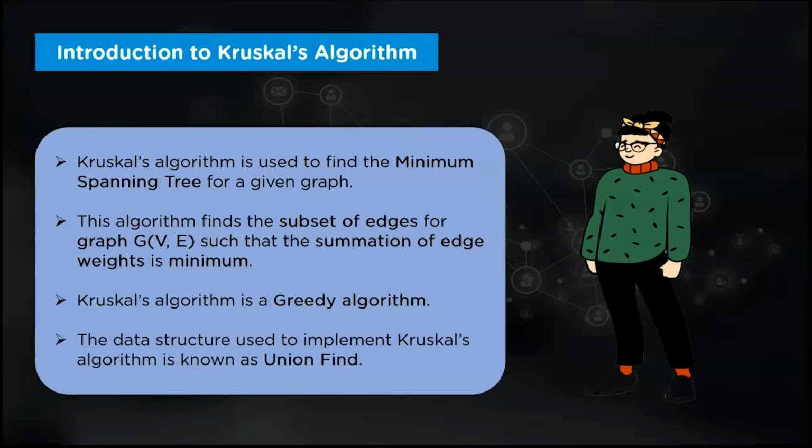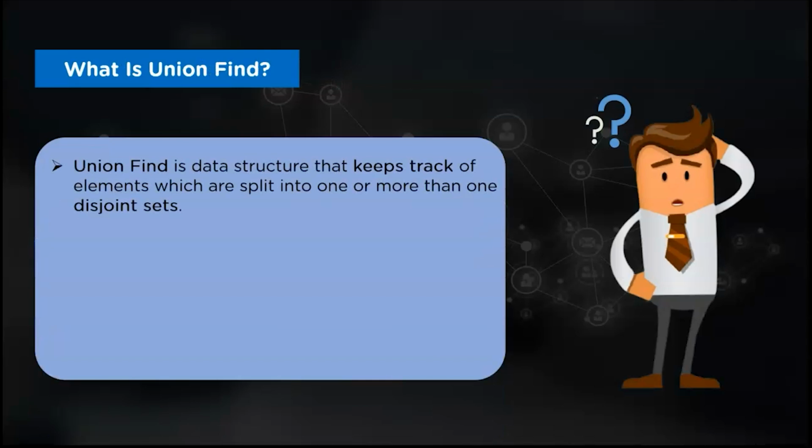The data structure that we are going to use for implementing Kruskal's algorithm is union find. But now you must be thinking, what exactly is this union find data structure and how does it work? Well, union find is a data structure that keeps track of elements that are split into one or more disjoint sets, where a disjoint set is a collection of two distinct groups or clusters that do not have a single common element. The union find features two important operations named find and union.